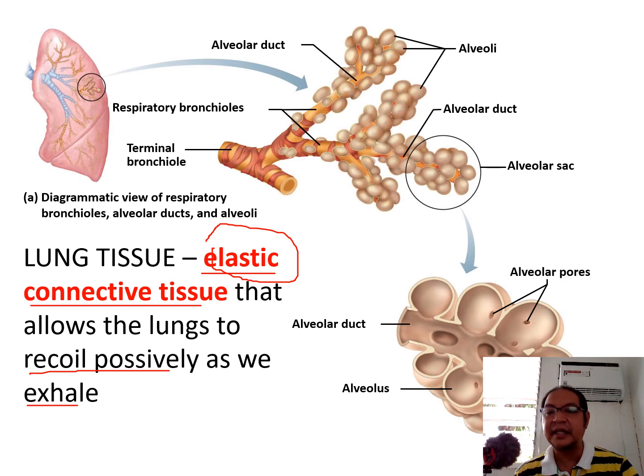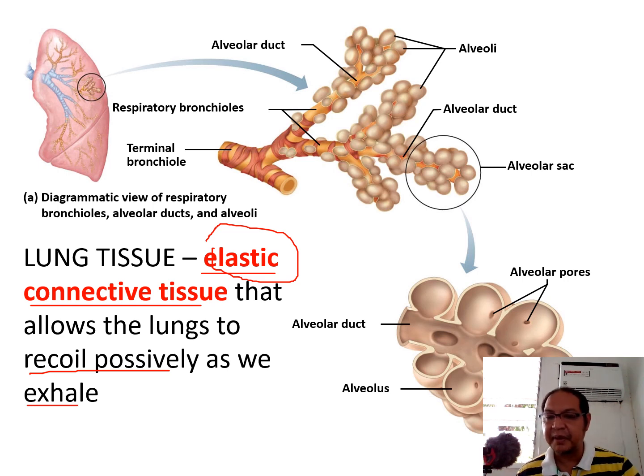What is the meaning of elastic? Elastic is like a rubber band. When you stretch the rubber band, it goes back. That's the meaning of elastic. You are able to stretch it, and it is able to recoil back. That is elastic.